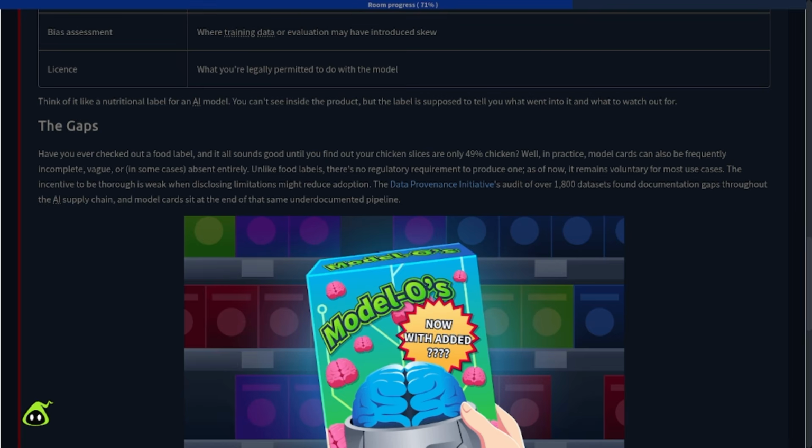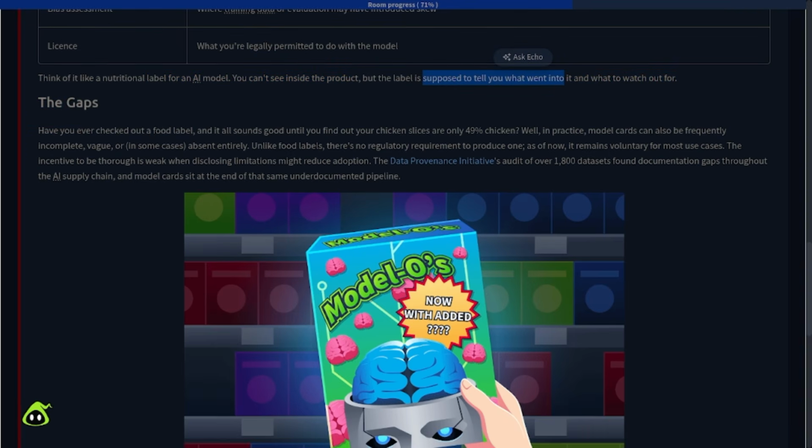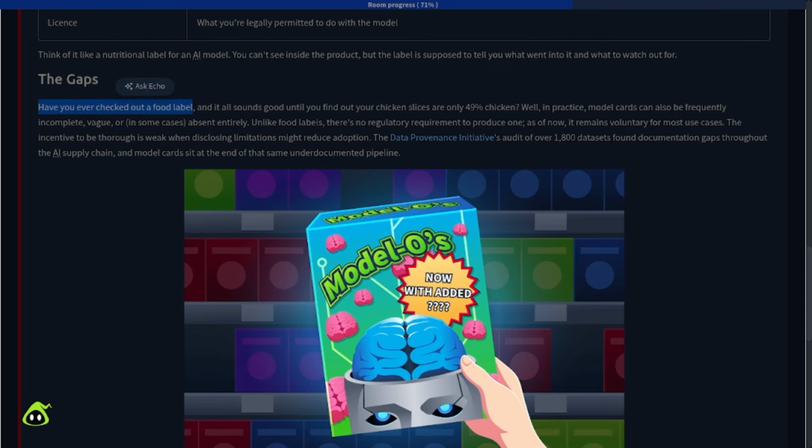Think of it like a nutrition label for an AI model. You can't see inside the product, but the label is supposed to tell you what went into it and what comes out of it. The gaps: have you ever checked out a food label and it all sounds genuinely good, then you find your chicken slices are only 49% chicken? Well, in practice, model cards can also be frequently incomplete, vague, or, in some cases, absent entirely.